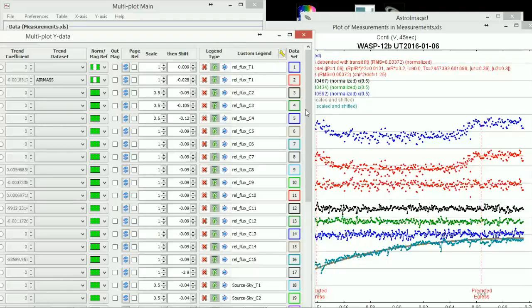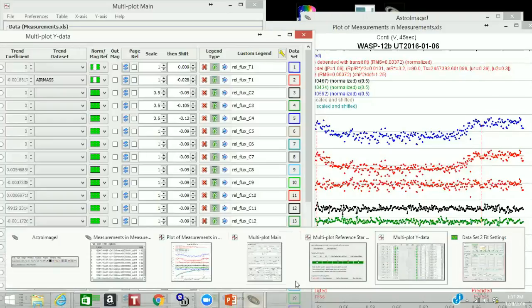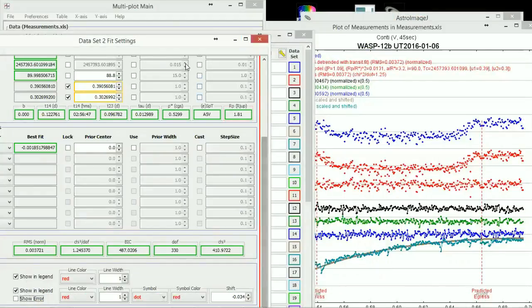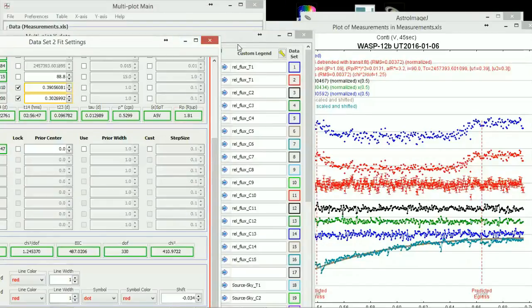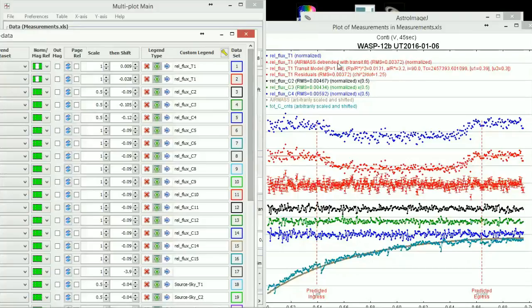Okay, and lastly now, if we wanted to put error bars around each of our observational measurements, we can do that by going back to the data set fitting screen. This option here, show error, we'll click on that. And if you watch the residual graph here, you'll see that there are error bars that appear. Okay, so there we go. So we have completed our observational analysis of WASP 12.